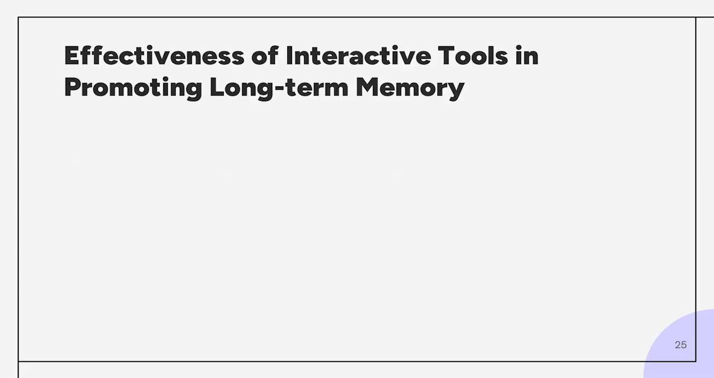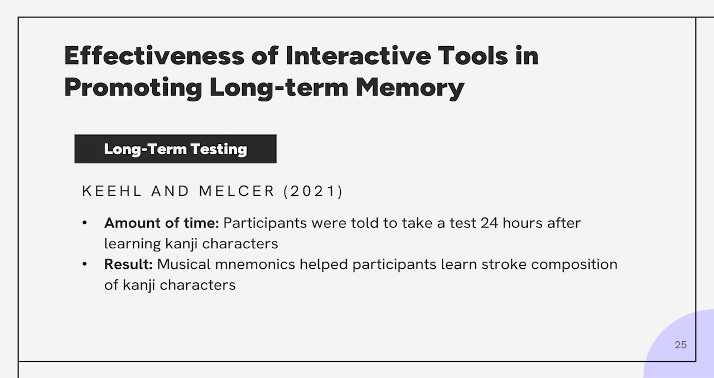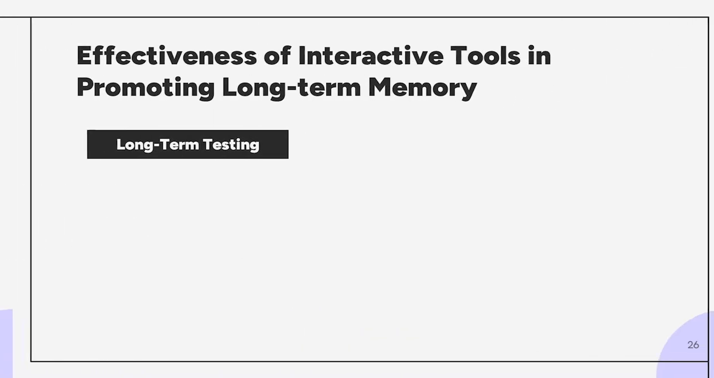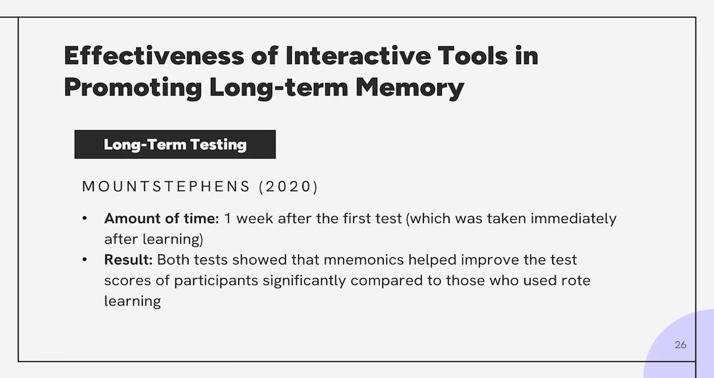Now, discussing the effectiveness of interactive tools in promoting long-term memory. Firstly, in terms of long-term testing, Keel and Meltzer recommended participants to take a test 24 hours after they learned kanji characters. Their experiment showed that participants were able to learn stroke composition of kanji characters with the help of musical mnemonics. Mount Stevens took a test 1 week after the first test and found that mnemonics helped improve the test scores of participants compared to those who used rote learning.